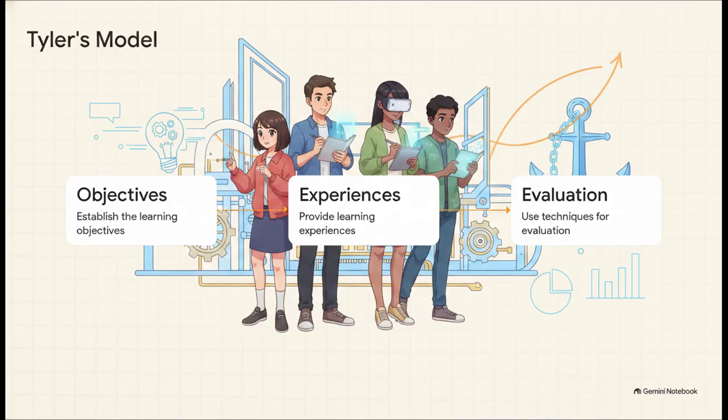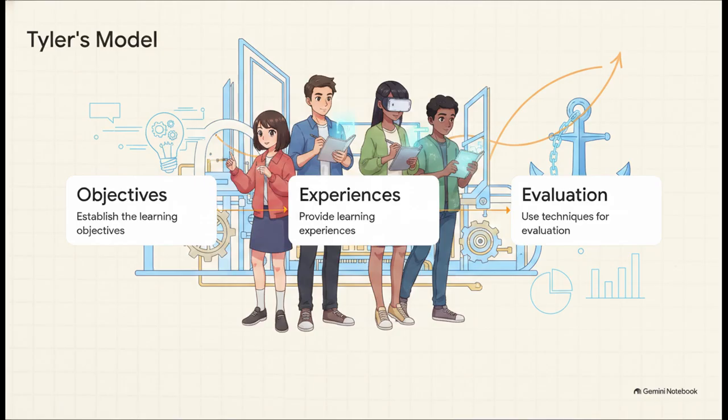To really get this, we look at Tyler's model. This breaks the educational process down into three fundamental elements. Think of it like an architectural blueprint. Step 1 is establishing the objectives, like what exactly are we trying to achieve here? Step 2 is the learning experiences. This is the actual instruction designed to hit those goals. And finally, step 3 is the evaluation techniques.